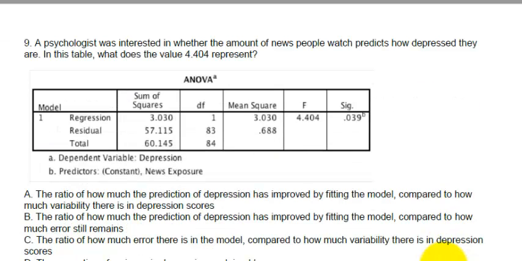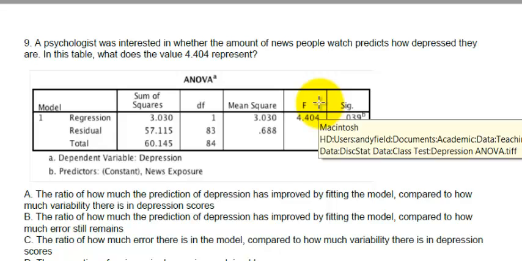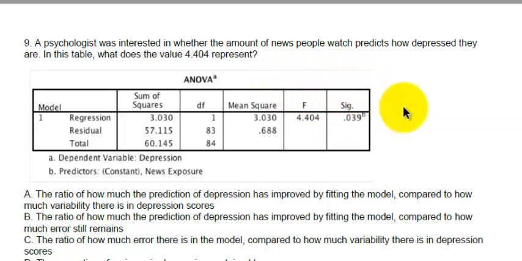Next one. All right, same problem. What's the 4.404? What you have to know in an ANOVA, the F ratio is a ratio, okay? It is the amount of variance that you can explain divided by the amount of variance you cannot explain. So remember, the variance of the regression is explainable from the regression. The residual is your error term. So this F literally is 3.03 divided by 0.688. So in other words, you have 4.4 times as much variance that you can explain than what you cannot explain.